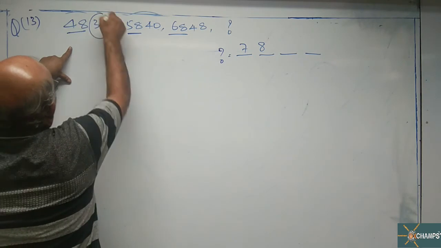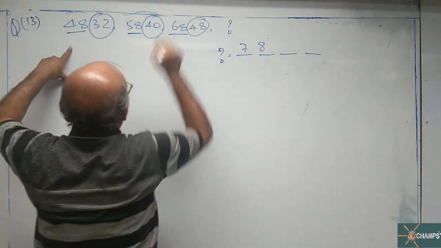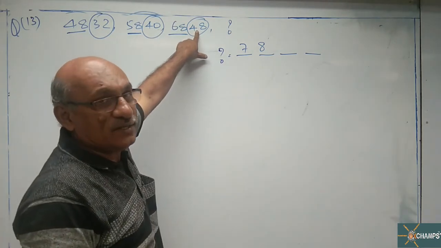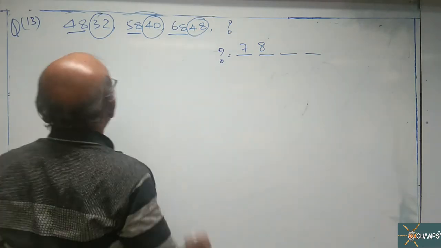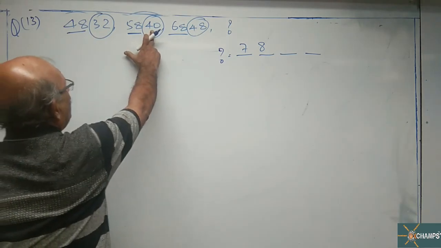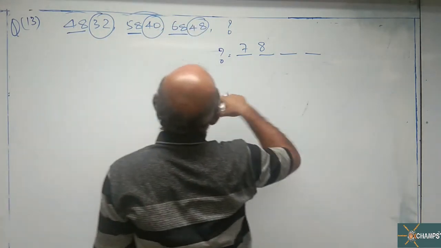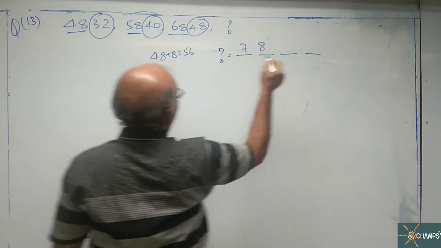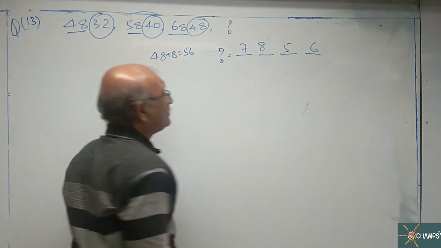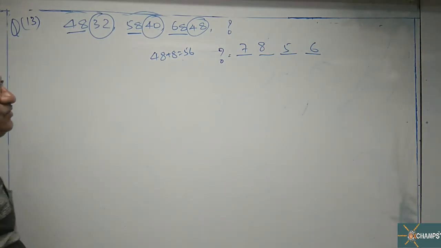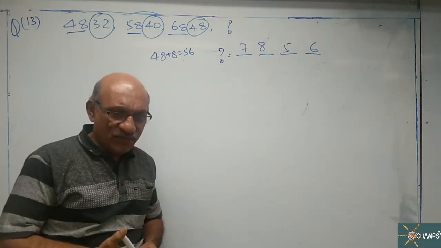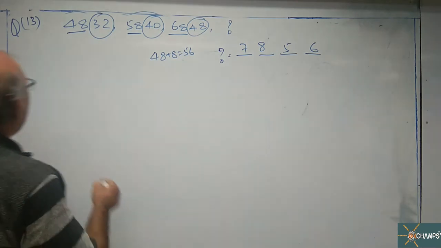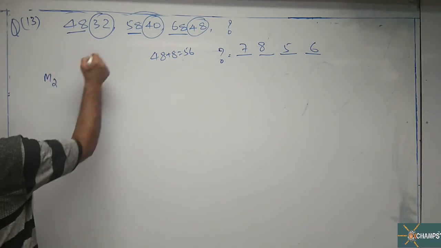Next, here also 32, 40, 48. The difference is 8. 32 plus 8 is 40, 40 plus 8 is 48, 48 plus 8 is 56. I can write 56. So the missing figure is 7856. Okay, sir. This is method 1.